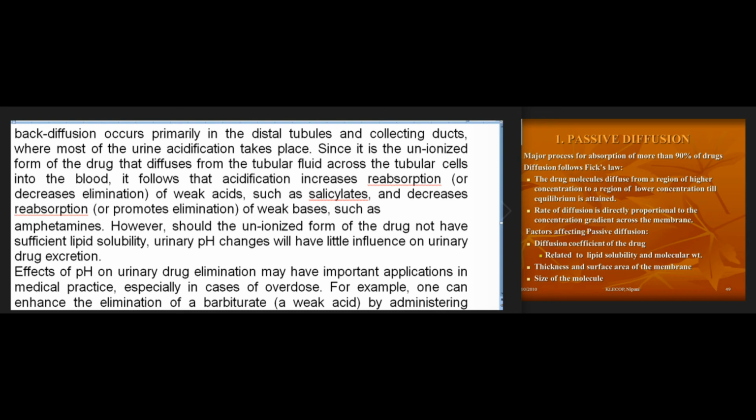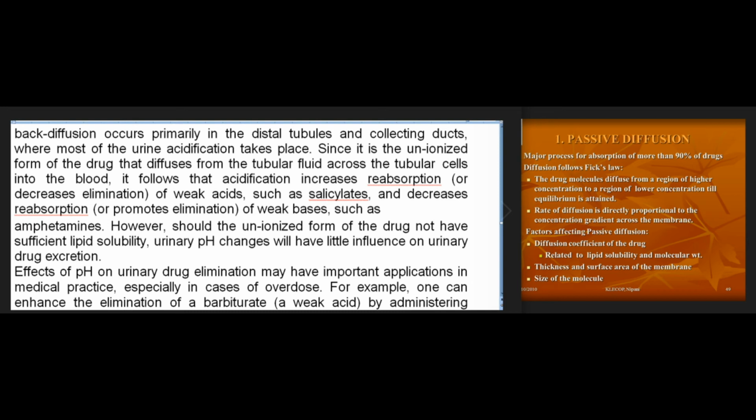Since it is the unionized form of the drug that diffuses from the tubular fluid across the tubular cells into the blood, it follows that acidification increases reabsorption, or decreases elimination, of weak acids, such as salicylates, and decreases reabsorption, or promotes elimination, of weak bases, such as amphetamines. However, should the unionized form of the drug not have sufficient lipid solubility, urinary pH changes will have little influence on urinary drug excretion.